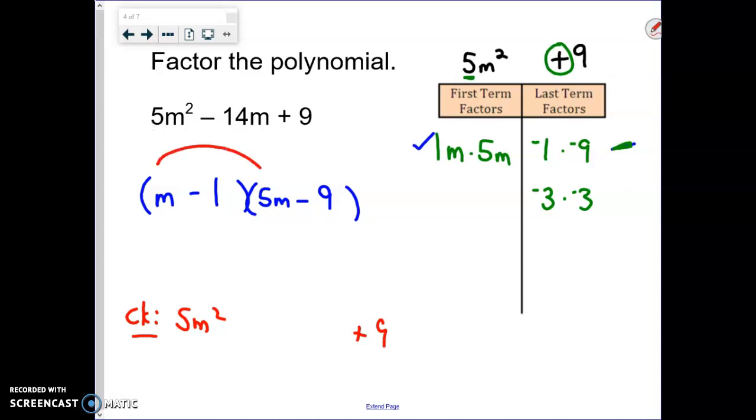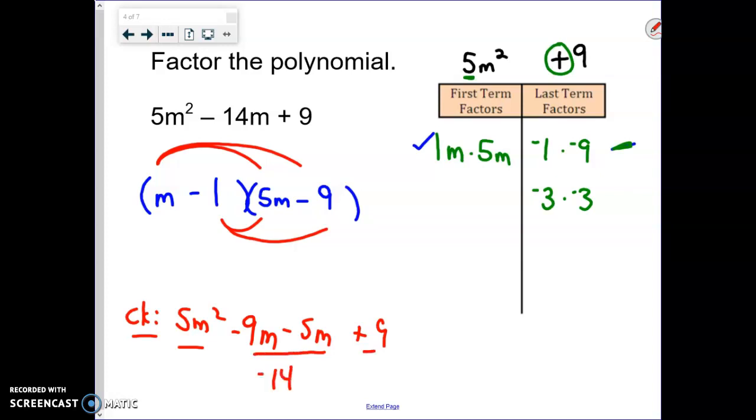M times 5m is 5m squared. Outers would be negative 9m. Inners would be negative 5m. And then you get your last term of plus 9. So what is negative 9m minus 5m? It's negative 14m. We get 5m squared minus 14m plus 9. Now if you take a look, that's exactly what we started with.